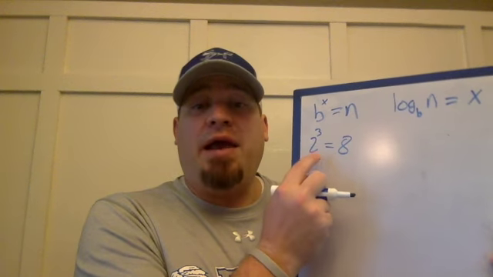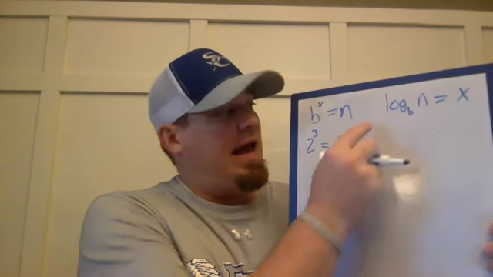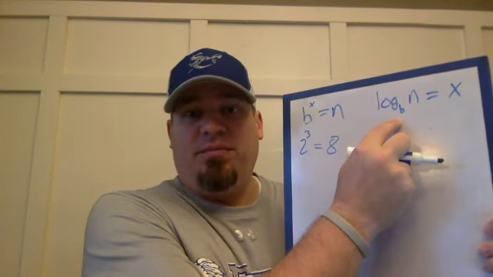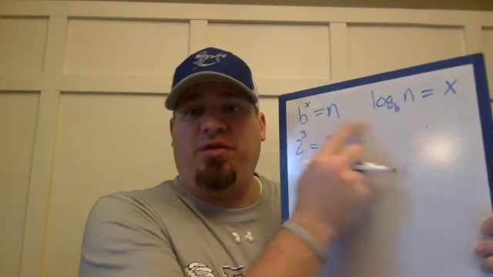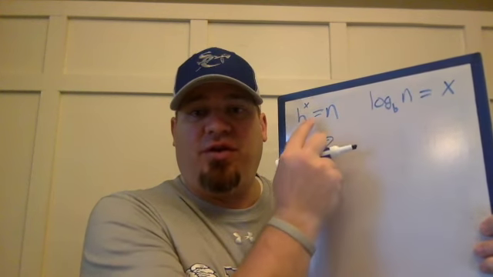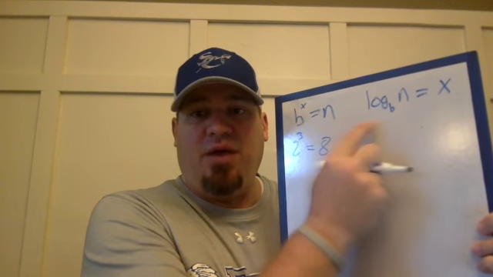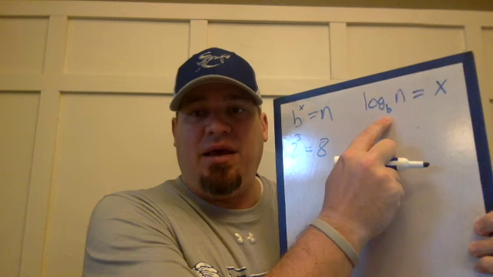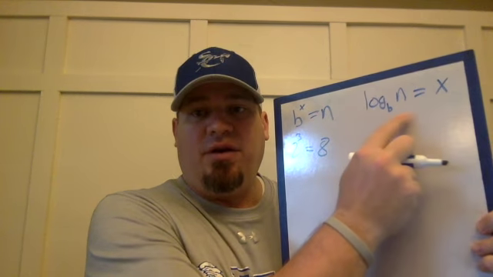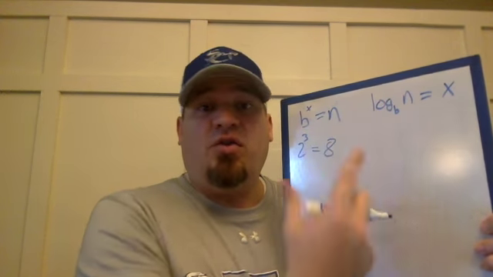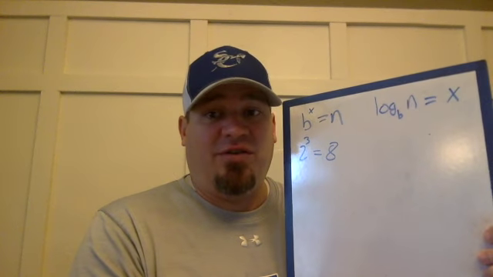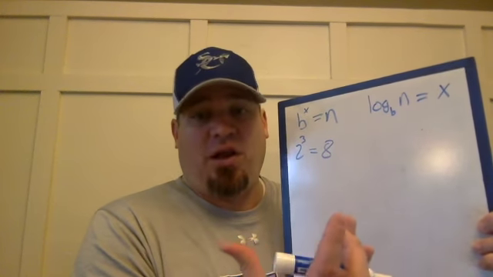We can write this same equation as a logarithm. And all we do is replace the letters that I have here. You'll notice in here I have a b, an x, and an n. In the same way, with my logarithm, I have a b, an x, and an n. Okay, so all I do is I switch the places of the numbers with a logarithm at the beginning.